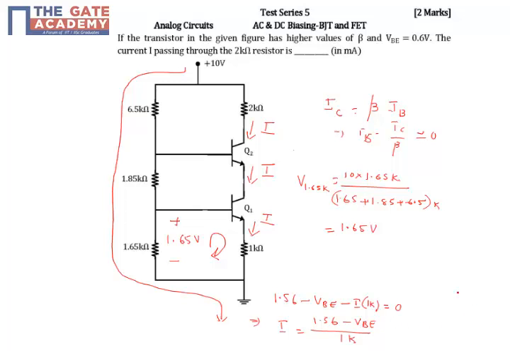So this is equal to 1.65 minus VBE, which is given as 0.6, by 1 kilo. So if you simplify this, you will get 1.05 milliamperes. So this is the current through 1k. Of course, this is also the current flowing through 2 kilo ohms. So the current flowing through 2 kilo ohms is nothing but 1.05 milliamperes.